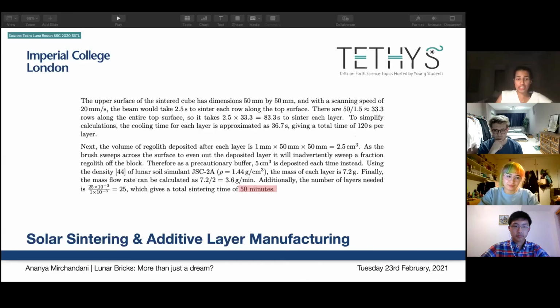And how efficient have we been? By repeating this process layer by layer, we've calculated that it would take us 50 minutes to build this brick. Indeed, 50 minutes is more than the 30 minutes that Regolite has proposed. However, we still will execute over half of the solar oven's efficiency despite being much more simplified. Theoretically more feasible, more energy efficient, and potentially cheaper too.